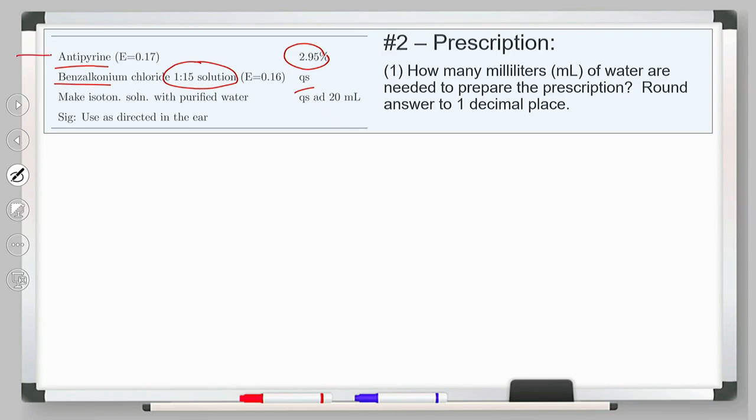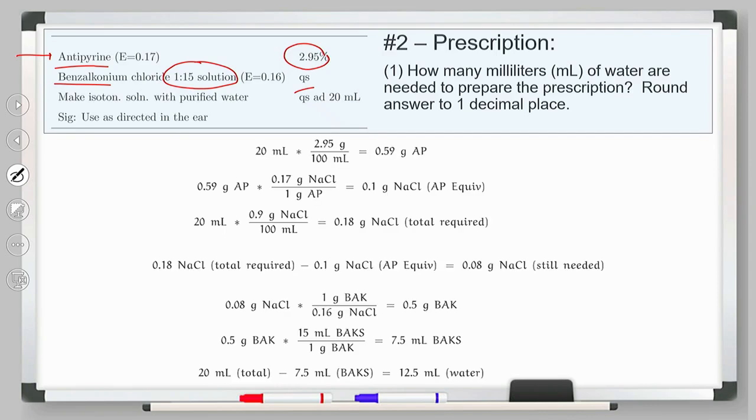Because it starts with what I know. I know how much antipyrine I need therapeutically. So if I'm going to make 20 milliliters of this eye drop, and it's going to have a 2.95% concentration weight per volume, I multiply by that, then I can get the weight of my antipyrine. That's how much I need.